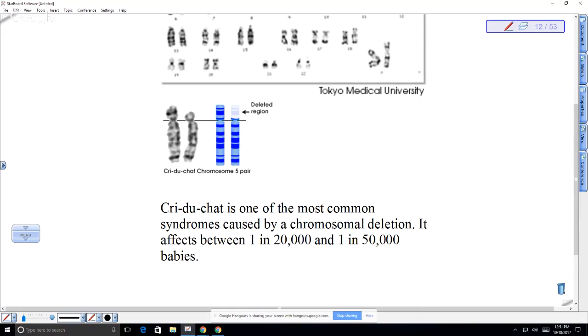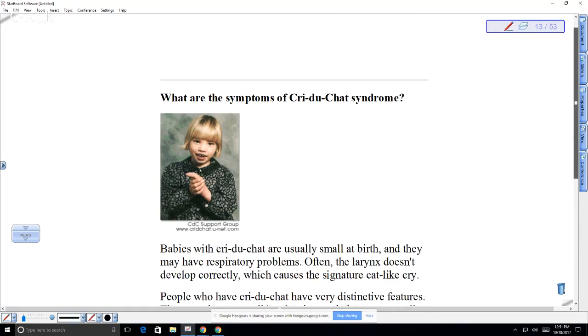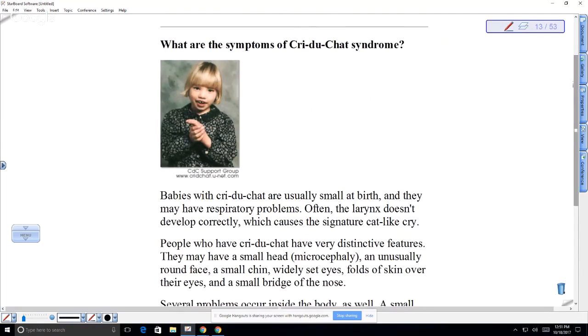So unfortunately, this loss of genetic material causes a change even in their vocal cords. So that's why they call it Cri-du-Chat, which means cry of the cat. So their cry is more like the sound of a kitten rather than a baby. And that was one of their characteristic phenotypic effects. Okay. So if we look at the symptoms of this, they tend to be small at birth and they have respiratory problems and their larynx does not develop correctly, so that is their signature cry.